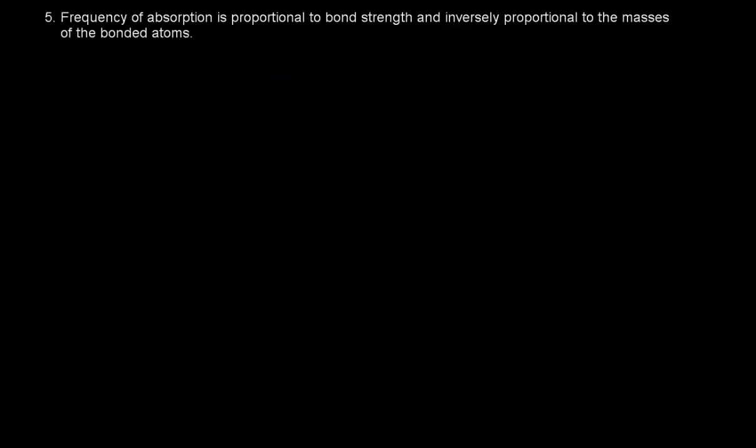So finally, and most importantly from the viewpoint of structure determination, the frequency of the absorption of infrared light is proportional to the bond strength and inversely proportional to the masses of the bonded atoms. So to elaborate a little bit here, frequency, nu, is proportional to the square root of the force constant K of the bond over the masses of the bonded atoms. So again, K is the force constant of the bond. So what does that mean?